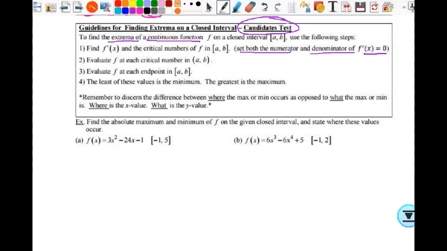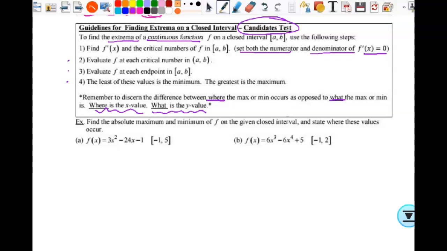And then the endpoints: we evaluate f at each critical number and at each endpoint, and the least of these values is the minimum, the greatest is the maximum. Remember to discern, or decide, the difference between where the max or min occurs as opposed to what it is. The where is the x value, the what is the y value. So make sure you keep that straight. Anytime we're talking about location, it is an x value. The value itself is the y value. That's true for everything, so it doesn't change between the things we're doing.